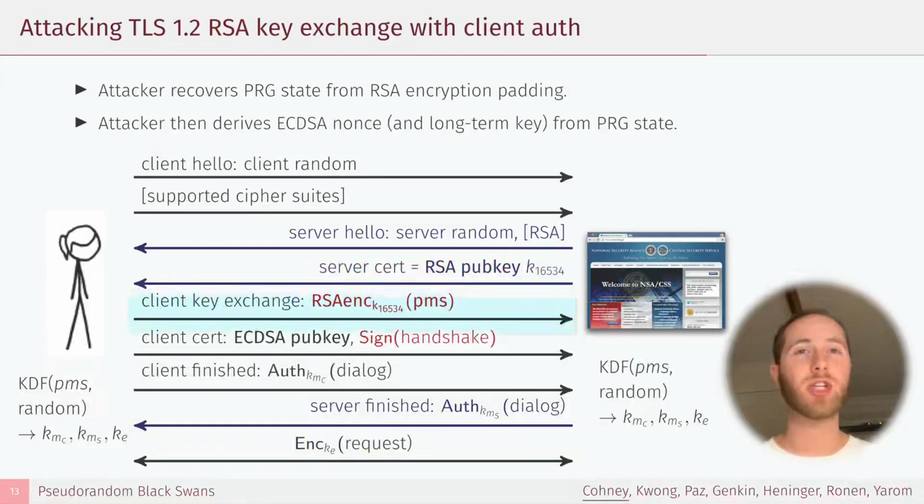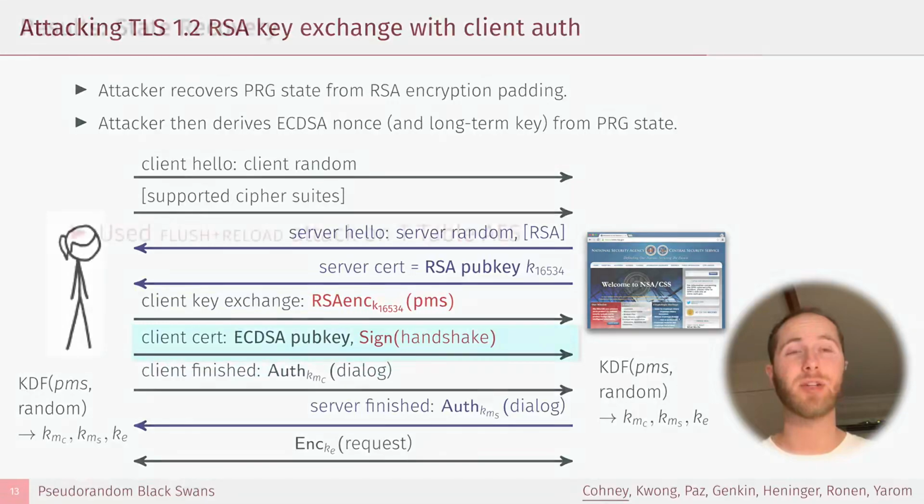The very next thing that's generated by the RNG is the nonce used for ECDSA signing. If the ECDSA nonce is leaked, one can trivially combine it with a signature to compute the corresponding private key. This is exactly what we're going to do.